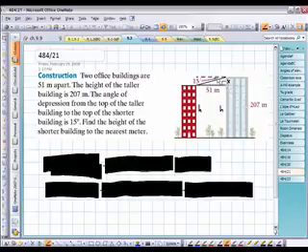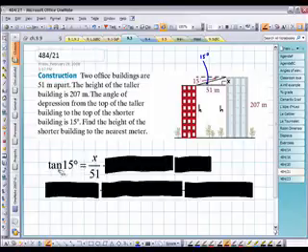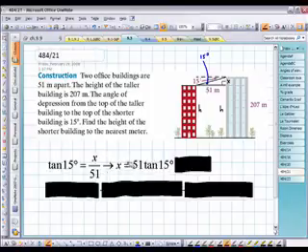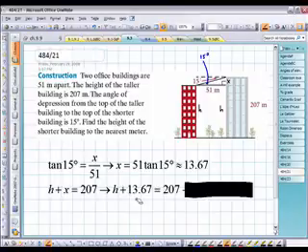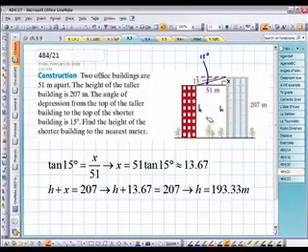Now, also, this angle is 15 degrees, which means that this angle down here is also 15 degrees because they're alternate interior. Now, compared to that angle, x is an opposite, 51 is an adjacent, so we can use tangent. So tan of 15 is x over 51, multiply by 51, and we get x is 13.67. So now we know the 207 and we know x. And remember that h plus x is 207. And since I know what x is now, I know the difference between the height of the two buildings. I can plug it in and subtract it. The lower building then is 193.33 meters.